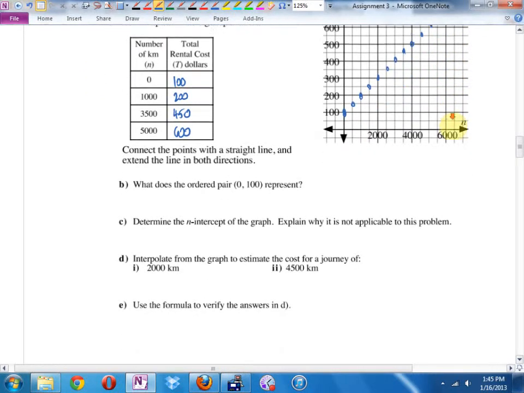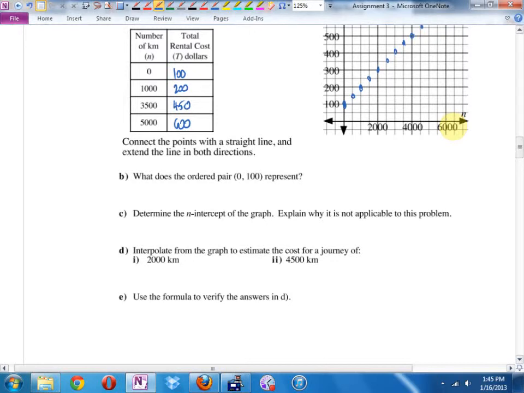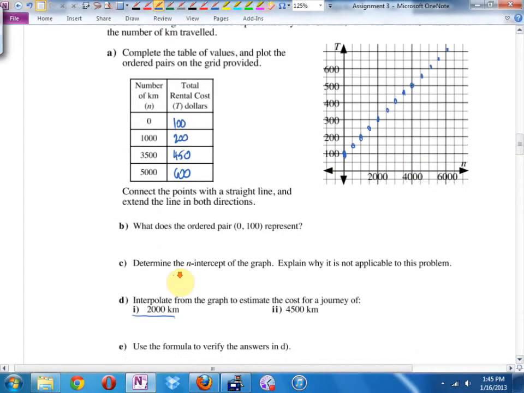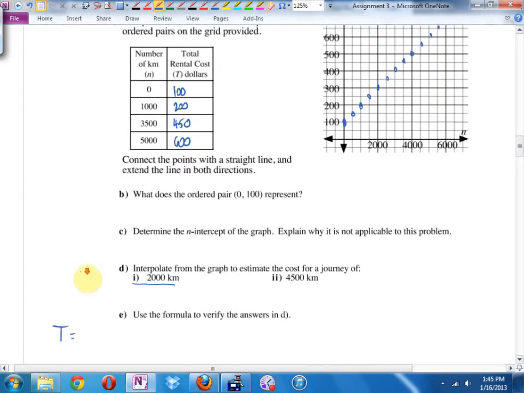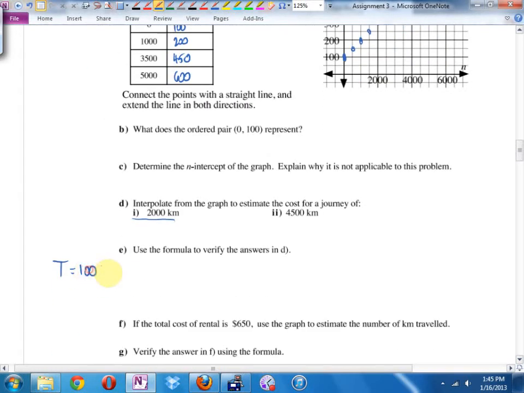E? So use the formula to verify the answer in D. So let's do this one here. Now the formula it gave you is T equals 100 plus 0.1 times n, 0.10 times n, but I'm not going to write the 0. Yes? That's the equation. What does the letter T stand for, according to the question? Total cost. What does the letter N stand for?